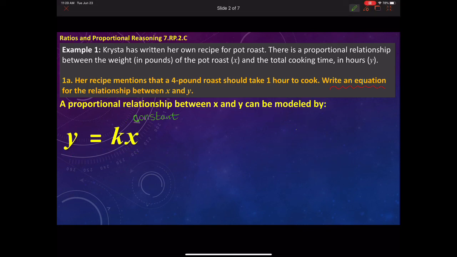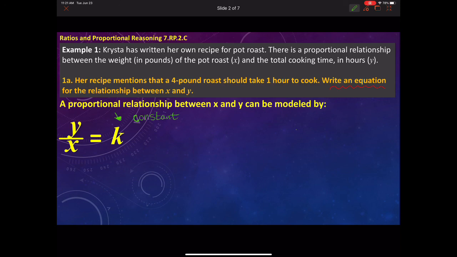Now, Y equals Kx is a fine way to express the proportional relationship in equation form. However, a lot of times we're looking for K. K is the part that we need. We're looking to find what K is, and K stands for the constant. An easier way to figure out what K is, is to go back to the ratio form: Y over X, the ratio of Y to X, is equal to K.